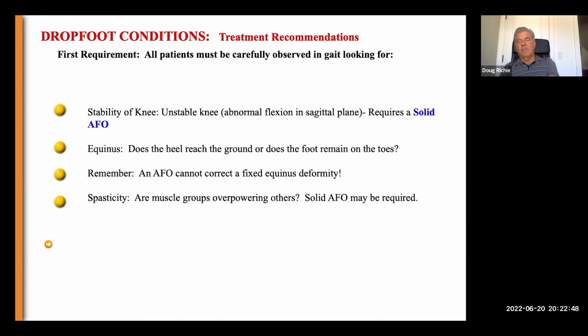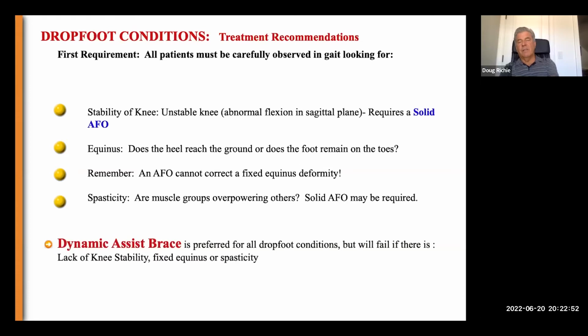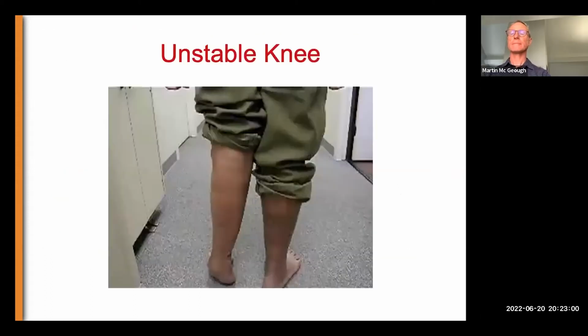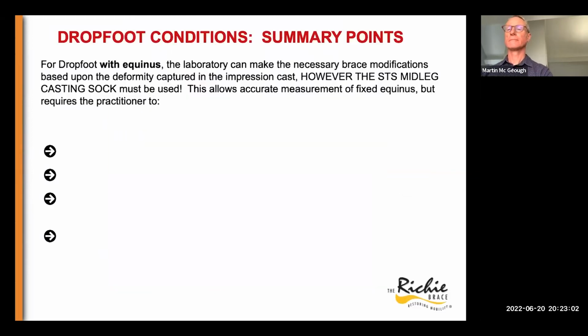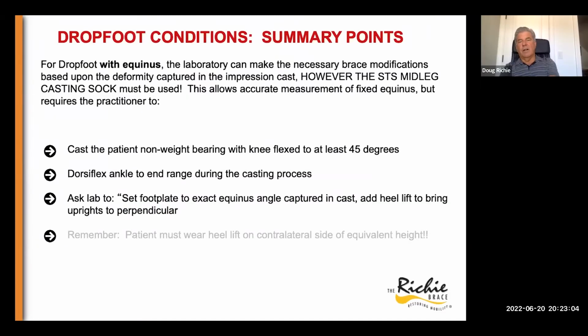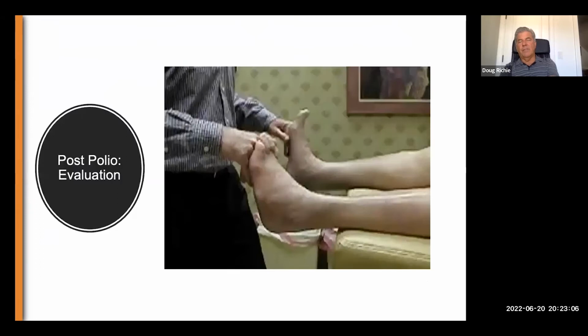Spasticity is somewhat resisted by the restricted hinge brace or a solid AFO. The dynamic assist, of course, is preferred for most drop foot conditions, but it will fail if there's spasticity or fixed equinus. So I'm going to go ahead and show you a couple case presentations.